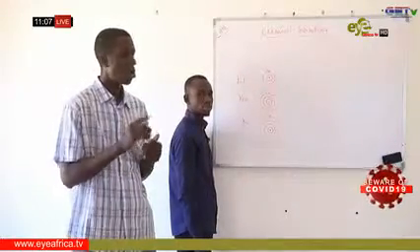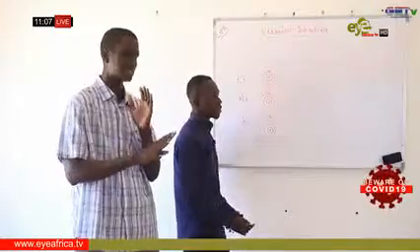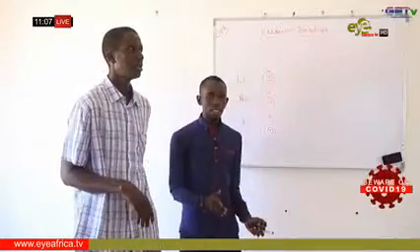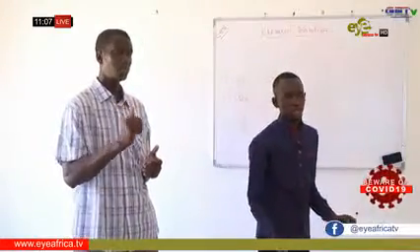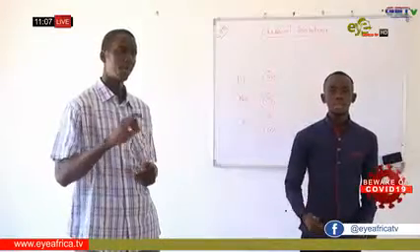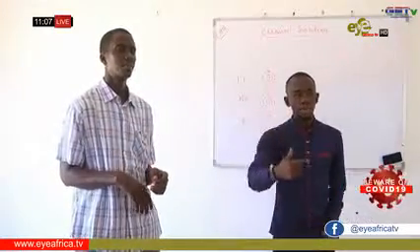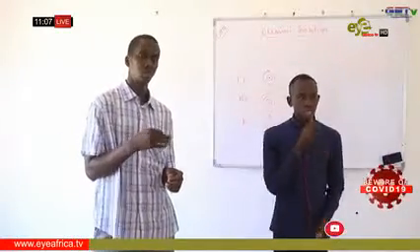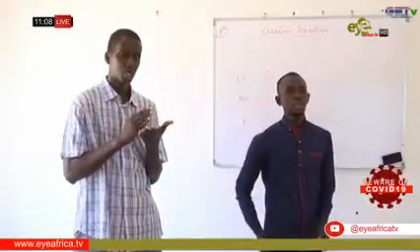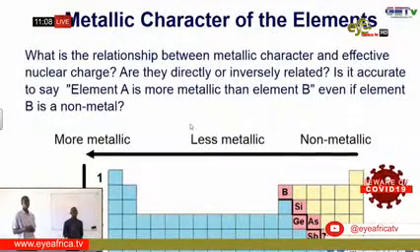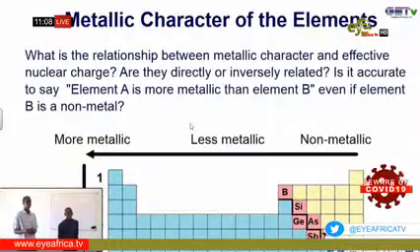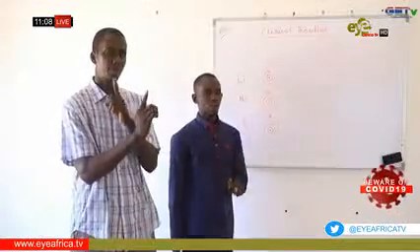lithium. Which means the bigger the atom, when these atoms are in the same group or the same family, the more metallic it becomes, because they can easily donate their valence electrons. Now, what is the relationship between metallic character and effective nuclear charge? Are they directly or inversely related? With this explanation, we can answer this question.